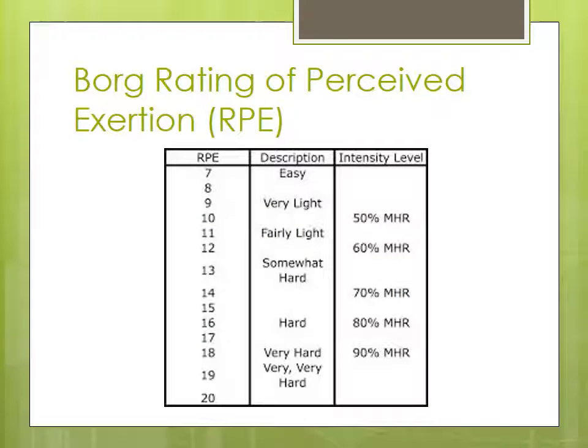This is an example of the Borg rating of perceived exertion scale. You can see on the left hand side we have a series of numbers, and then there's a description that goes with those numbers. As the person is performing physical activity, they give themselves a score based on how hard they think they are working. And this correlates quite well with the intensity level of the exercise.